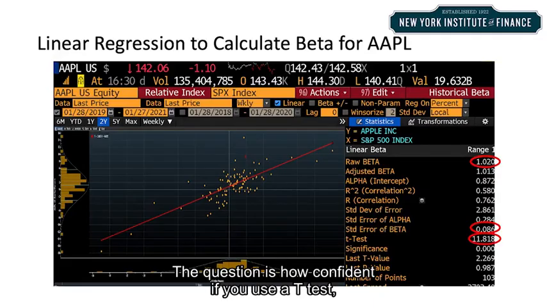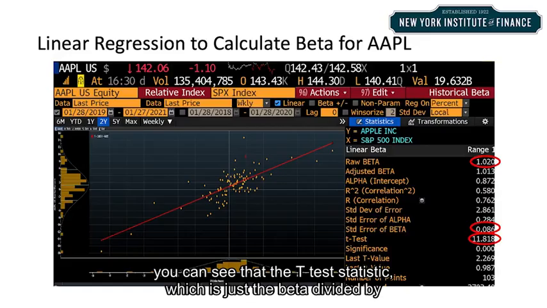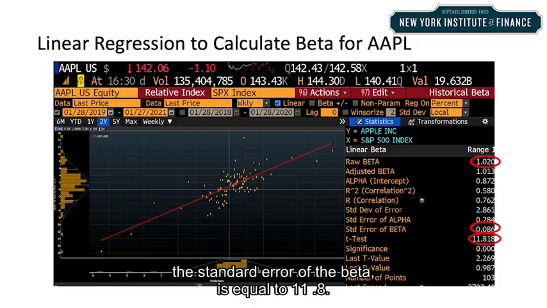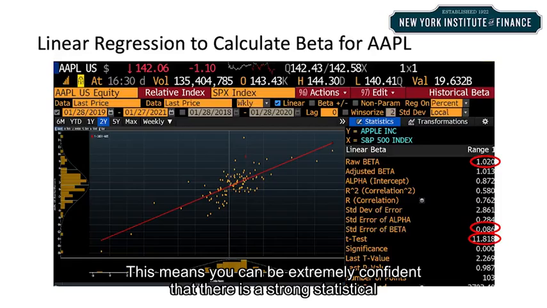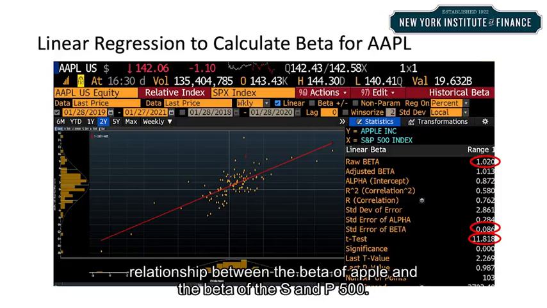If you use a t-test, you can see that the t-test statistic, which is just the beta divided by the standard error of the beta, is equal to 11.8. This means you can be extremely confident that there is a strong statistical relationship between the beta of Apple and the beta of the S&P 500.